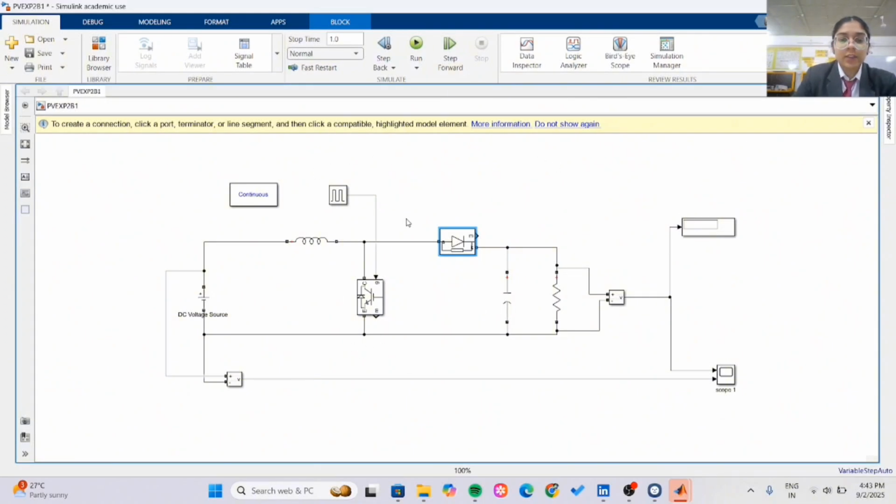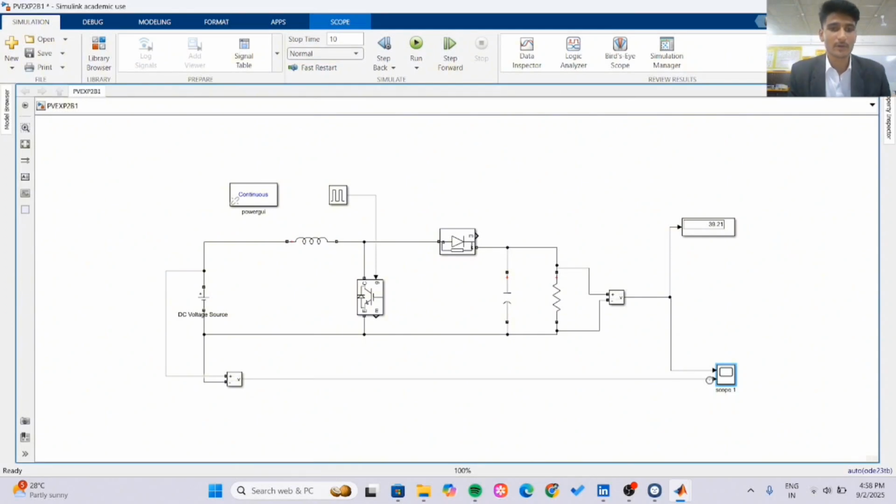So the overall working of this simulation is that the input DC source gives power, then afterwards the pulse generator converts switching, the inductor stores and releases the energy, the diode ensures one-way current flow, and the capacitor and resistor provide a smooth and usable DC output. The scope lets you see the result.